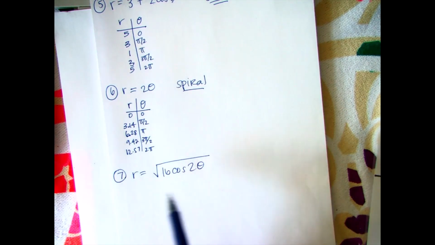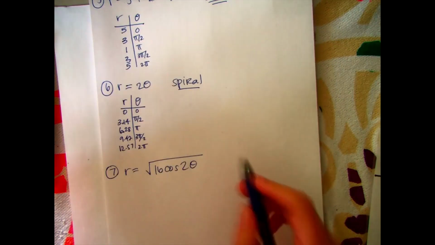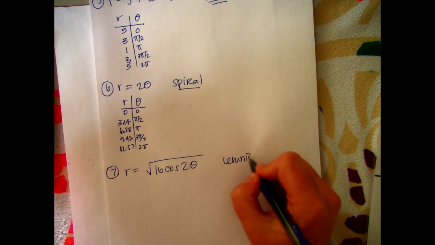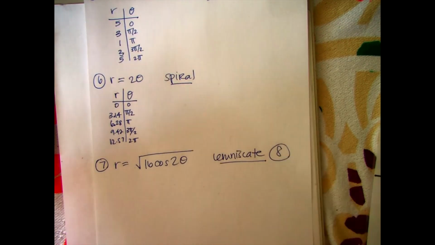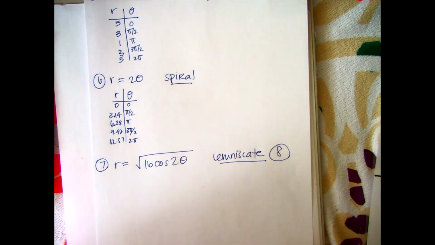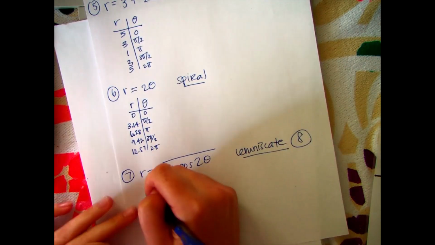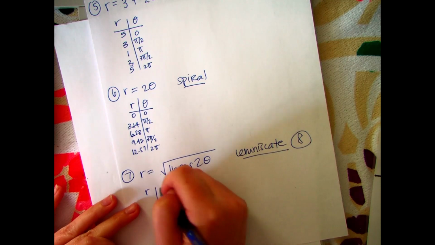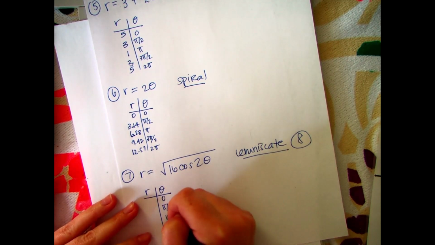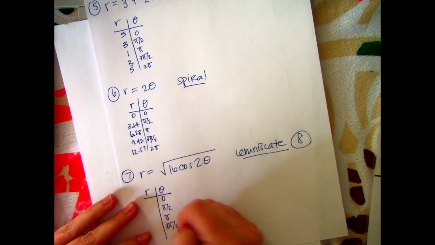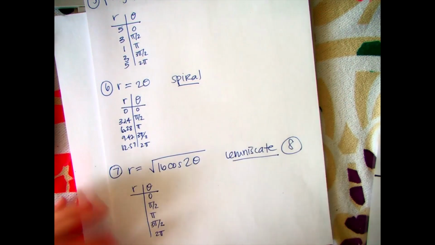So remember, when we have the square root sign like this, it has a special name, a lemniscate, because it's a figure 8. Alright, so if we have r and theta, we have 0 and pi over 2 and pi and 3 pi over 2 and 2 pi.